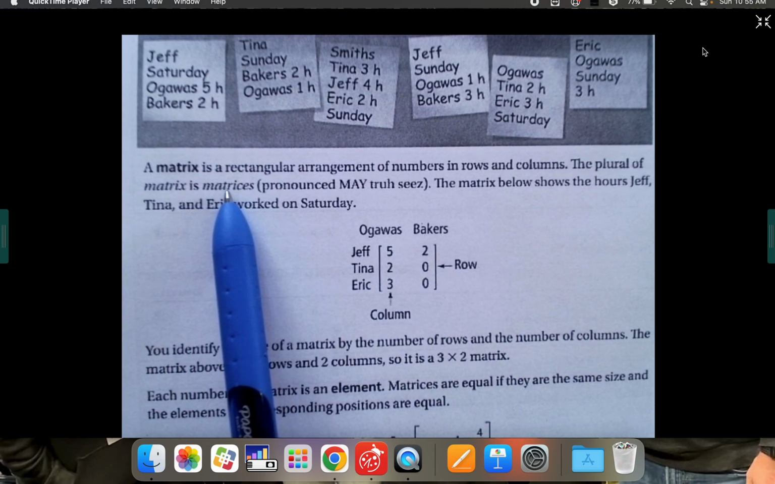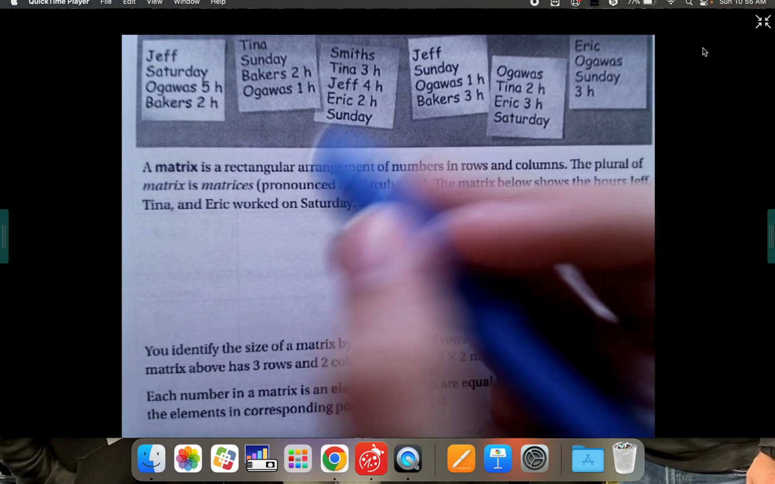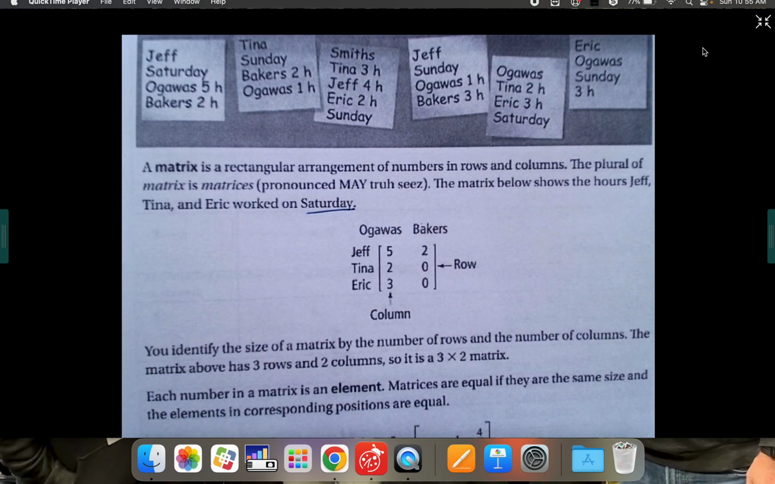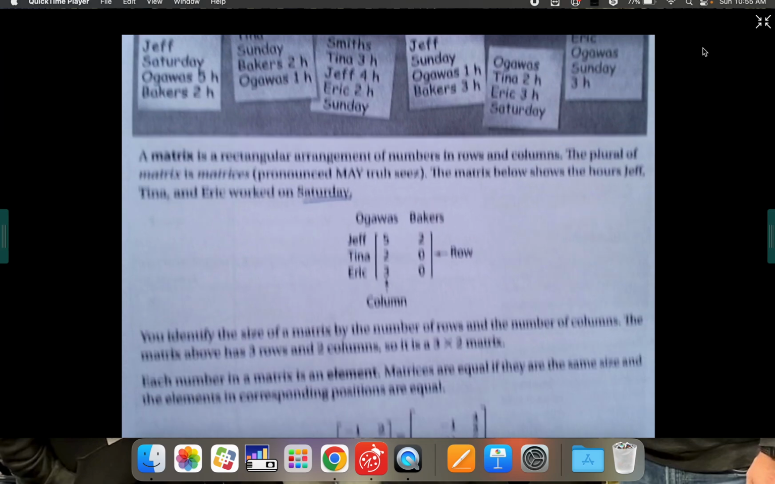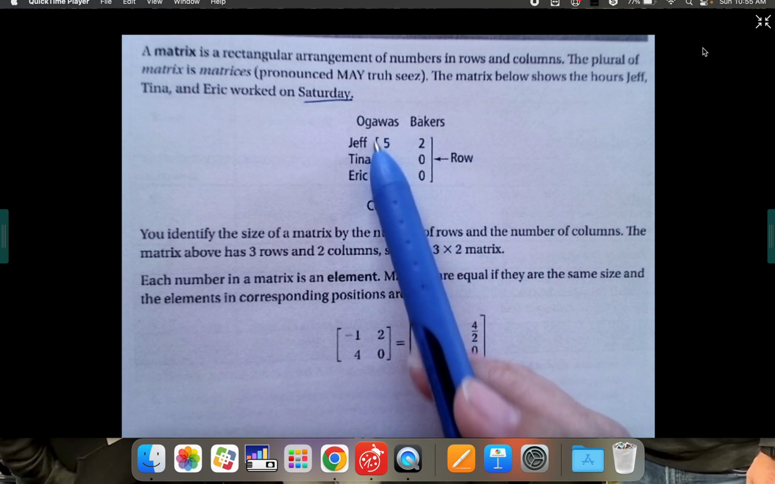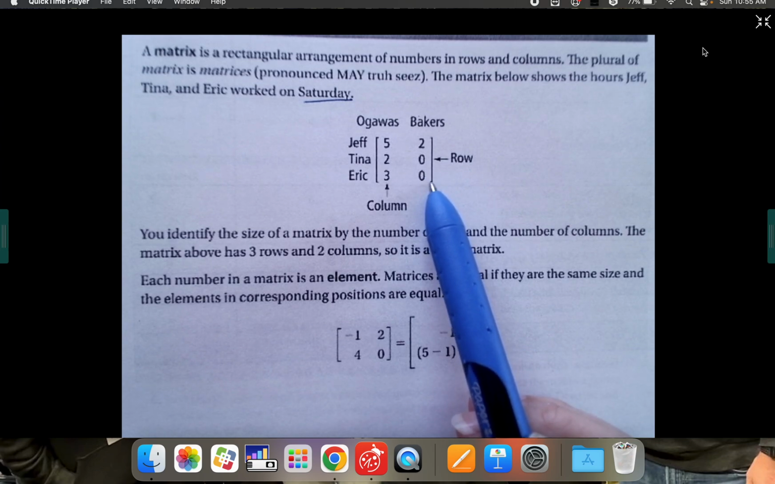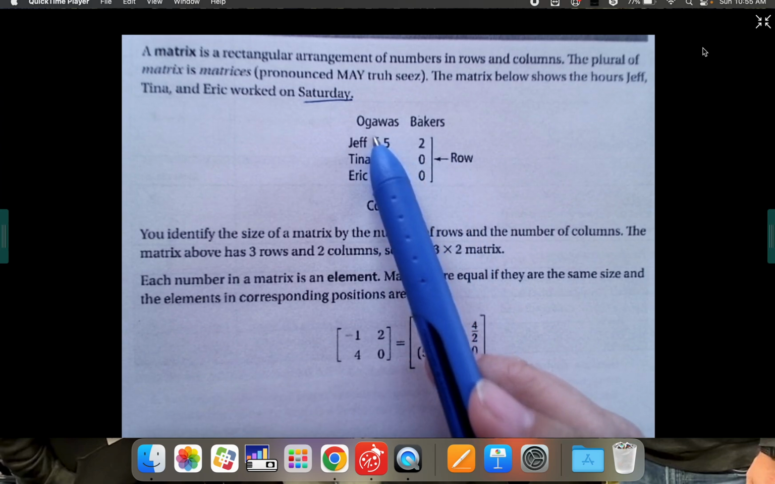The matrix below shows the hours that Jeff, Tina, and then Eric worked on just Saturday. So this matrix is only representing Saturday. Jeff worked 5 hours for the Agawas, 2 for the Bakers, then Tina's information, Eric's information. This is what a matrix looks like. It's usually in a bracket, with the edges squared off. It's not parentheses, it's a bracket.